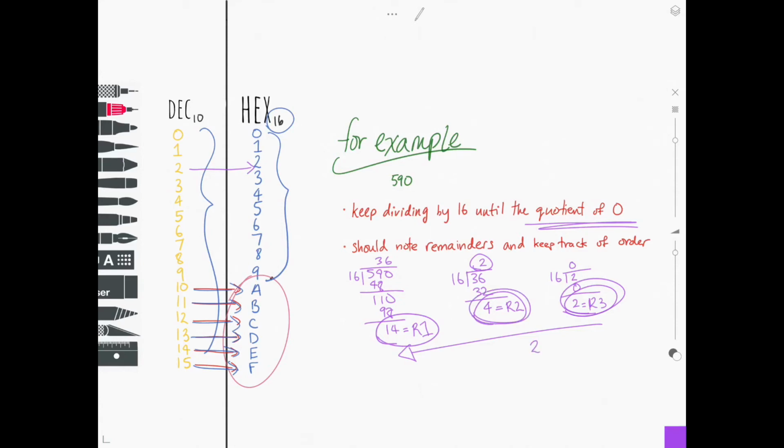Our second number is going to be 4. 4 corresponds exactly to 4 in the hex system, so we're just going to write 4. But 14 is going to be written as E, because 14 corresponds to E in the hex system, so that is going to be our final value. So 24E is the value for 590 in the hex system.